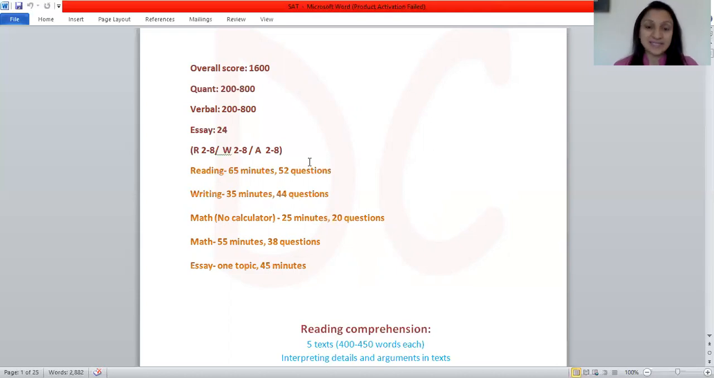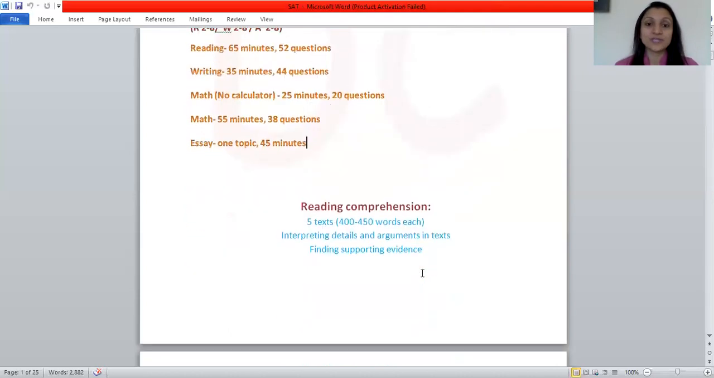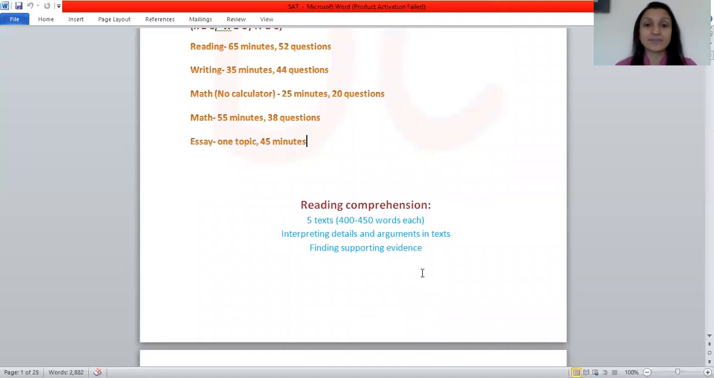All right, let's take a deeper look at what the sections are going to contain. In the reading comprehension section, you will have 5 passages, 400 to 450 words each. It can be 500 words sometimes, or a little more if you have a dual passage. So it's not too lengthy, but the topics are usually not something that students would like to read all the time. It's not very interesting.